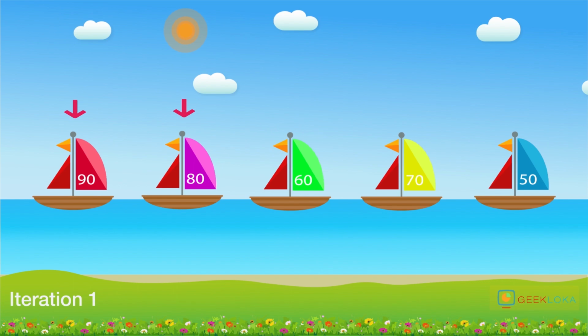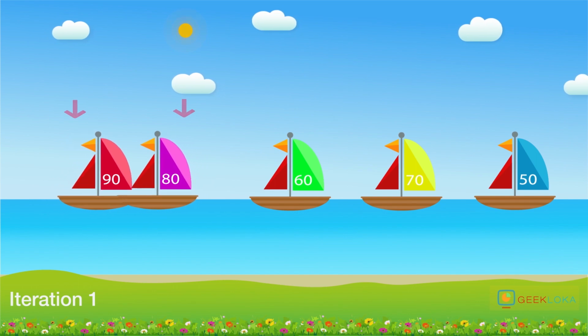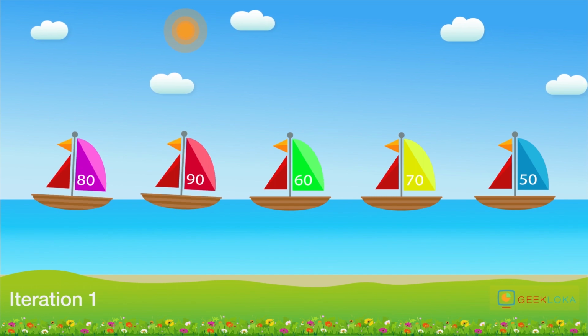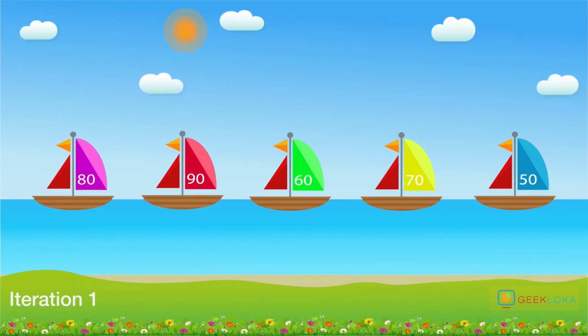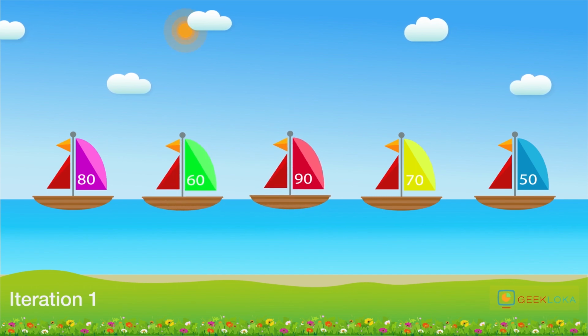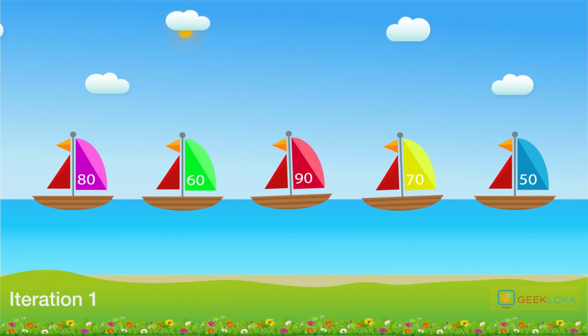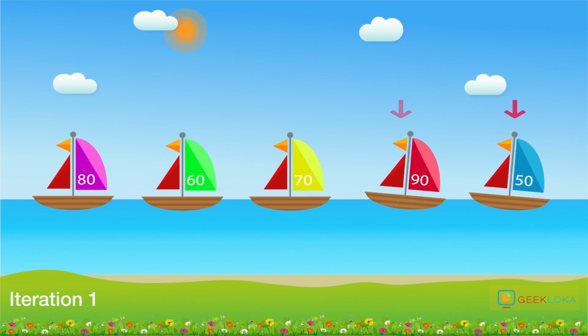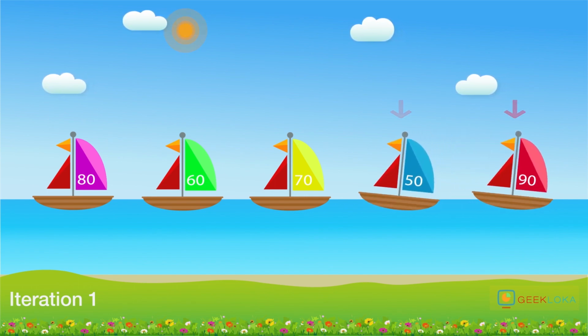First iteration, the boats start comparing. Boat 90 and boat 80: since 90 is greater, they swap places. Our lineup is now 80, 90, 60, 70, and 50. Boat 90 then compares with boat 60, again a swap. The sequence changes to 80, 60, 90, 70, and 50. This process of comparison and swapping continues. 90 swaps with 70 and then with 50. The largest boat, 90, has found its way to the end, just like the largest bubble rising in the water.